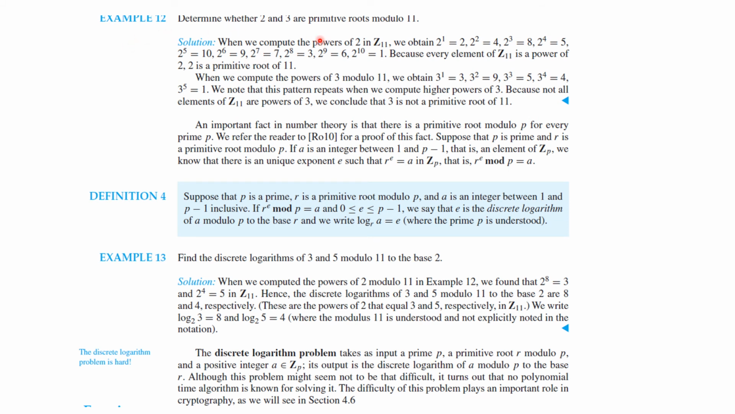Let's determine whether 2 and 3 are primitive roots mod 11. Well, that means we have to get everything in mod 11, that is 0 through 10. We need to be able to establish that by raising 2 and 3 to various powers. Here we raise 2 to powers, we get 2, 4, and so on and so forth. So every non-zero element of Z_11 is a power of 2. So that's a primitive root. Similarly, we do 3. Here we compute all the powers, and because not all the elements of Z_11 are powers of 3, this is not a primitive root.